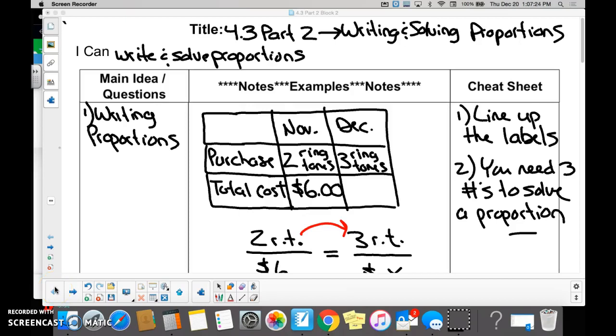4.3.2. I can write and solve proportions. I can write and solve. Excellent. So writing and solving proportions is the title, and we can write and solve them now, right? Yes. Yes or no? Yes.